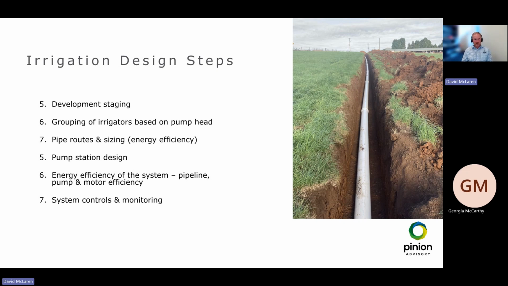And it's really important if you're going to develop into staging like that, that stage 1 is correct, because it might use the same pump shed and pipe for the following 2 stages. So developing in stages is commonly done, but it just needs to be well thought out.